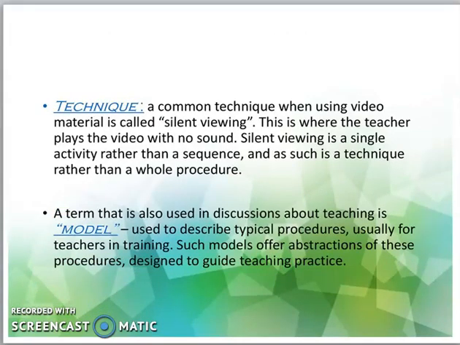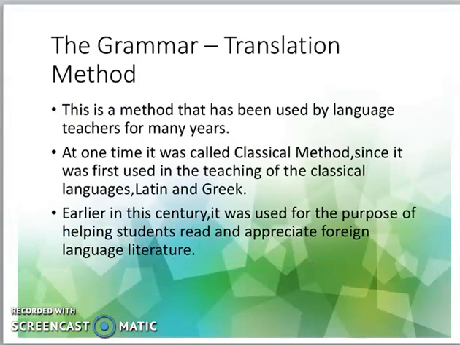Technique. A common technique when using video material is called silent viewing. This is where the teacher plays the video with no sound. Silent viewing is a single activity rather than a sequence, and as such is a technique rather than a whole procedure. A term that is also used in discussions about teaching is model, used to describe typical procedures, usually for teachers in training. Such models offer abstractions of these procedures designed to guide teaching practice.